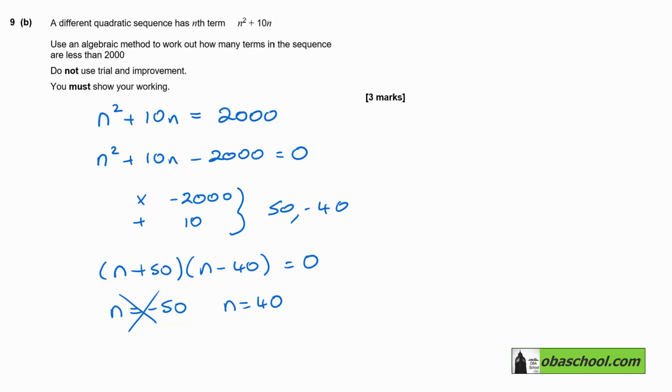And of course, we can't have a negative number of terms. So n is 40. So T40 is actually equal to 2000. And that means 39 terms are less than 2000.